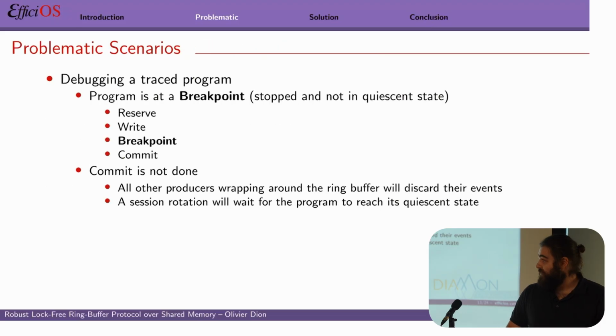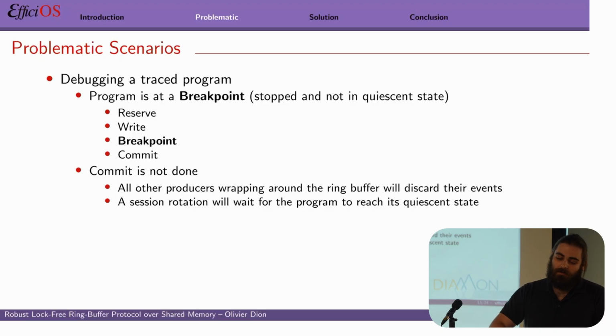So I'll give you a first scenario that can happen. For example, you're trying to debug a traced program. This is a multi-threaded program. For example, you're putting a breakpoint in a function that's not even traced. But since the debugger is going to stop every thread, one of your threads could be in the process of doing a transaction, so it's not in a quiescent state.